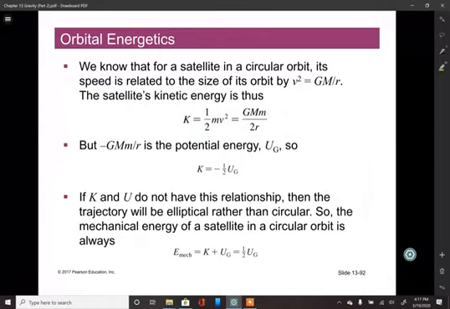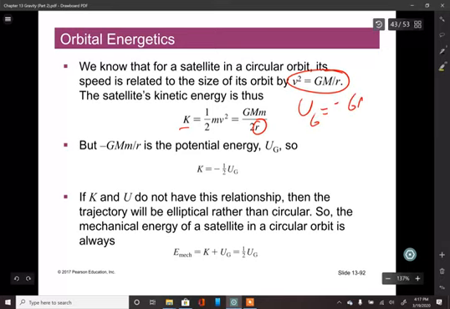One last comment then about orbital energetics, right? Because there's a relationship between V and R, there's a relationship between the kinetic energy, which is usually only dependent on V, and the position, which is usually what we talk about for potential energy, right? I just plugged that in. But this is actually very familiar, right? UG is negative GMm over R.